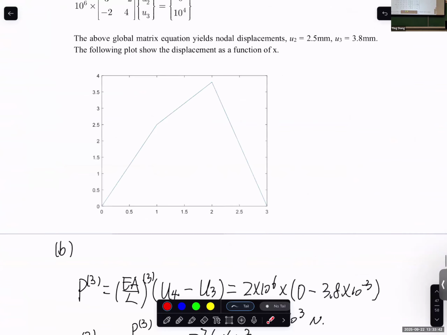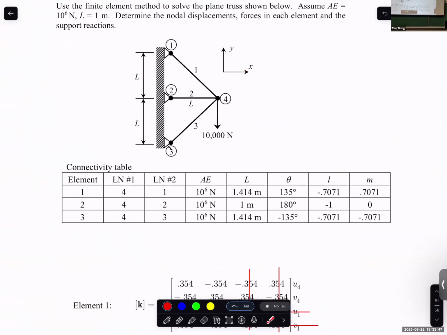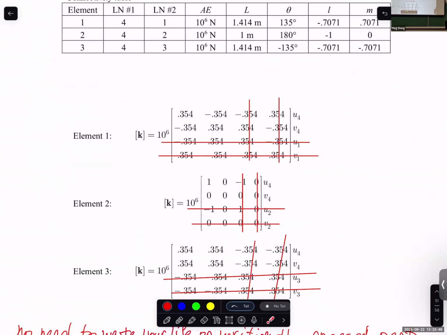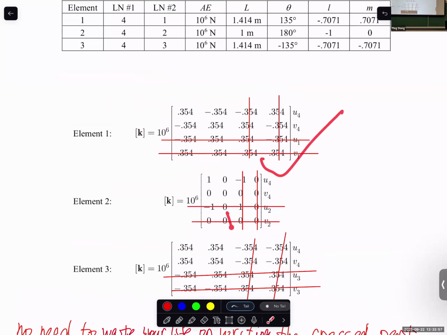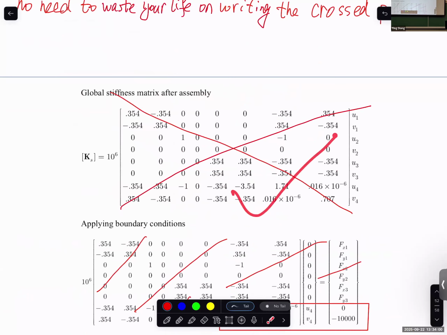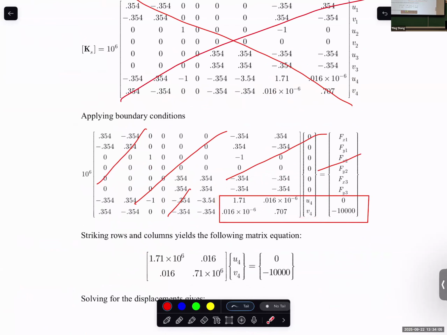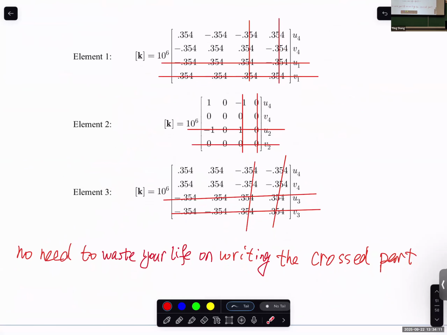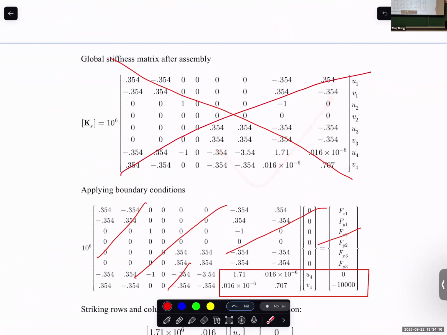Let me show you the solution for the last one. That's what I said in class, to save you some time. Before I cross out the components, this is the standard solution, and you can see 4x4, 4x4, 4x4, 8x8, and after deleting the corresponding rows and columns, you get a 2x2. That's what I mean, that you don't really need to write a complete matrix equation. If you write the complete 8x8, you probably cannot solve 4 problems in 2 hours.